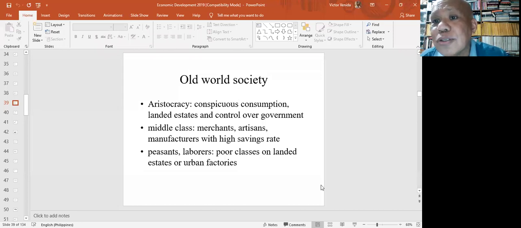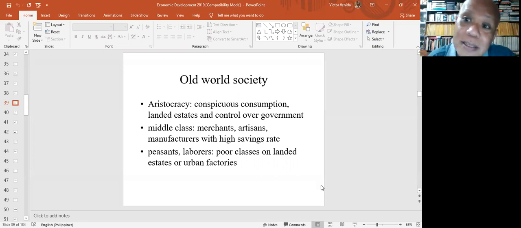Okay. And also they had no incentive towards high levels of consumption, whether conspicuous or not, because for them to thrive and survive, they needed to keep on reinvesting their earnings.